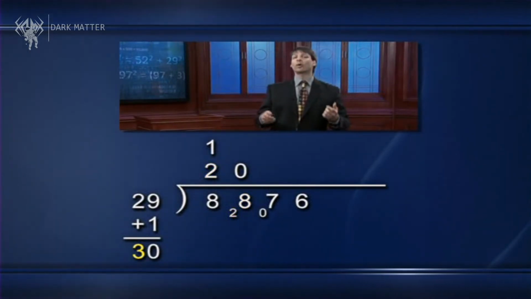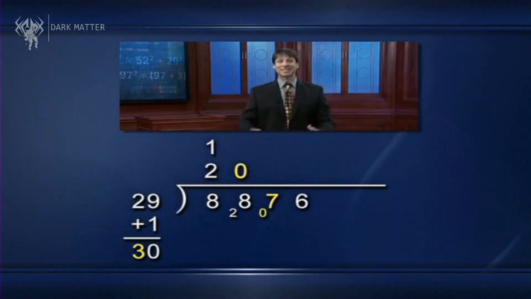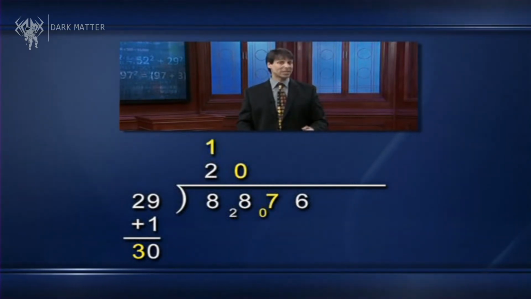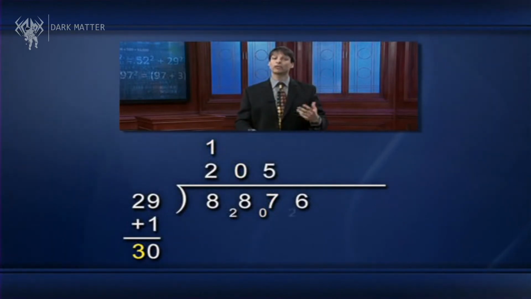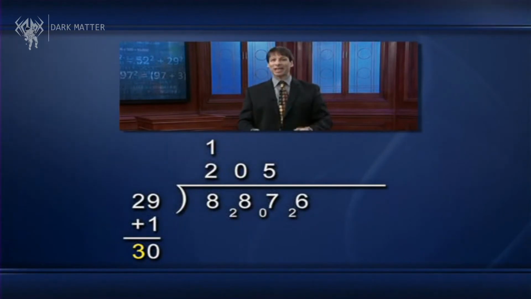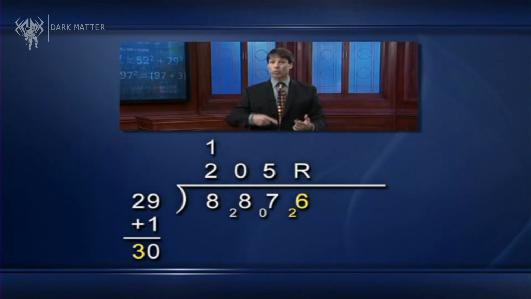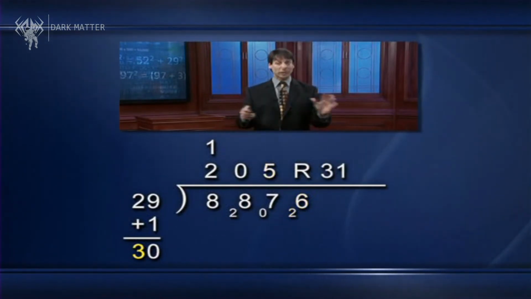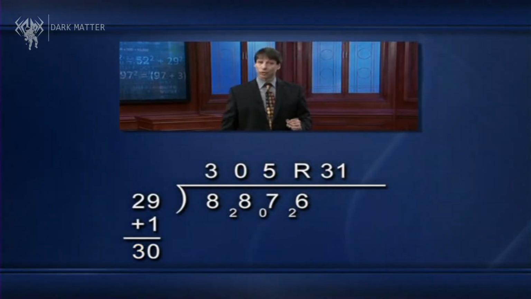Now we do 3 into what? Not into 7, not into 7 plus 0, but into 7 plus 10, 17. 3 goes into 17 how many times? 5 times with a remainder of 2. So the 5 goes up and the 2 goes down. Now we're at the last step. We're at the remainder. The remainder is not 26, but 26 plus 5, which is 31. So you could read off your answer as 305 with a remainder of 31.